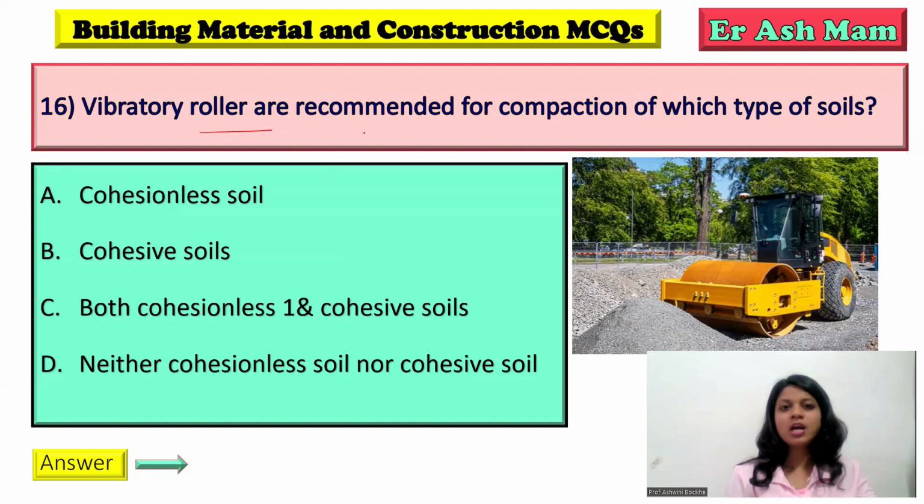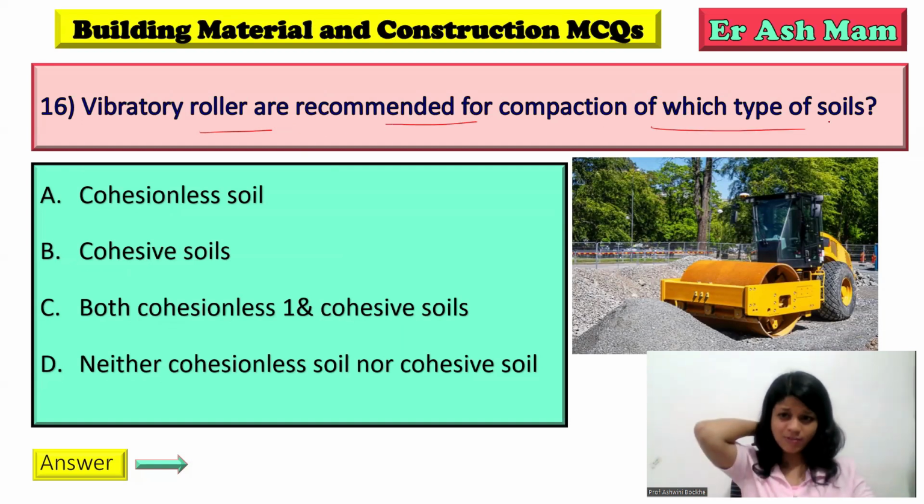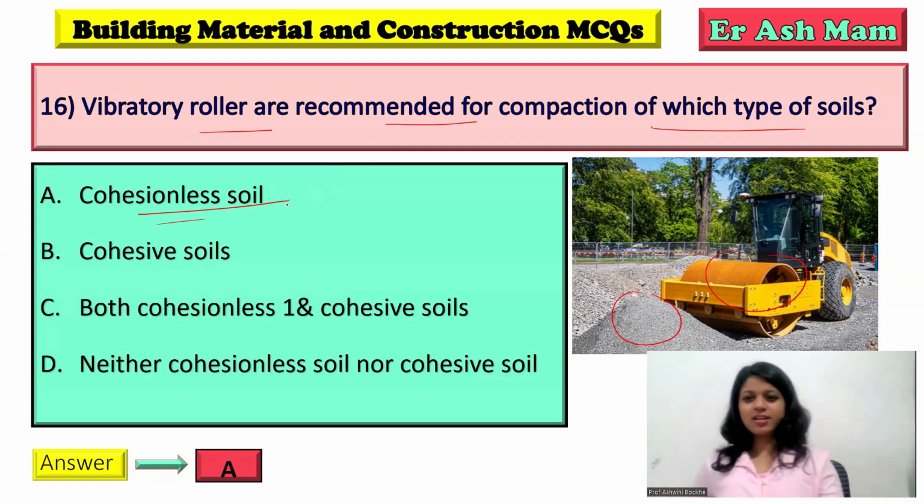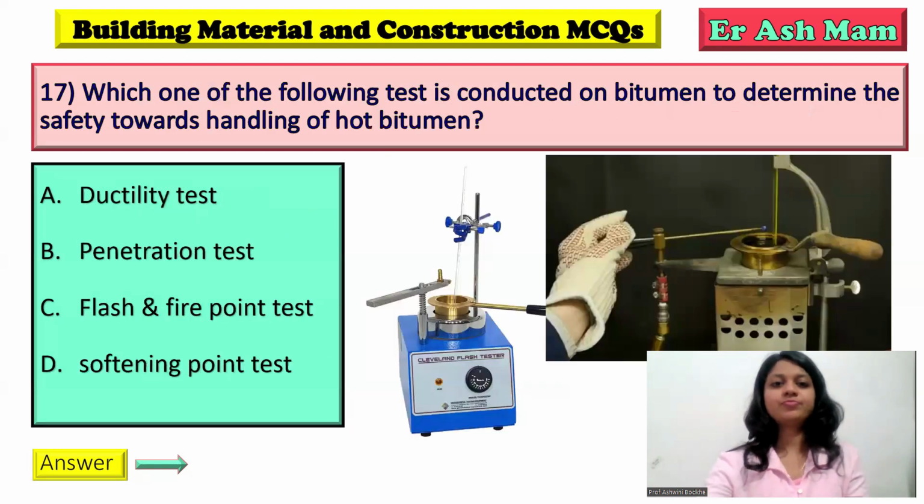Vibratory rollers are recommended for compaction of which type of soil? With the help of this vibratory roller, you can see here this is a coarse soil, that is cohesionless soil. With these types of vibratory rollers, we can compact cohesionless soil, that is aggregate, sand, etc. Okay, next one is 17.